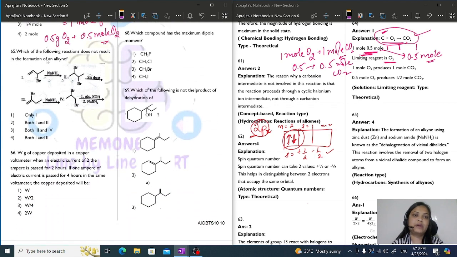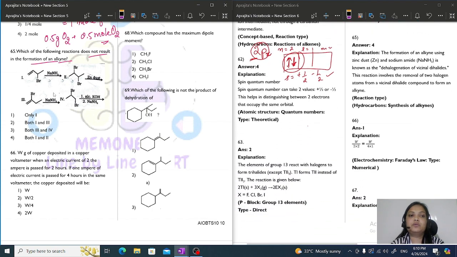Next up, question number 65. Which of the following reactions does not result in the formation of an alkyne? Here, if the halogen groups are present on two adjacent carbon atoms, like in these two cases, we call them vicinal dihalides. So both of them are vicinal dihalides. If they are present on the same carbon, it's a geminal dihalide.